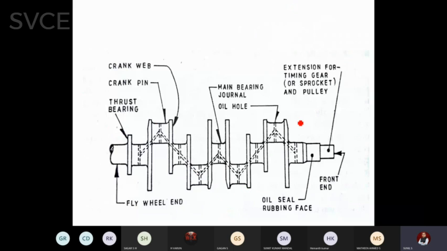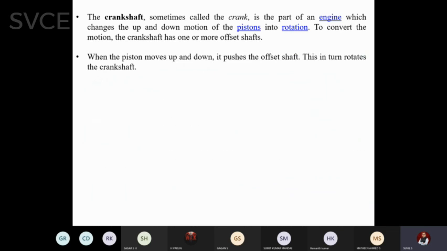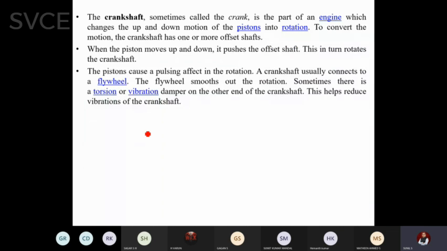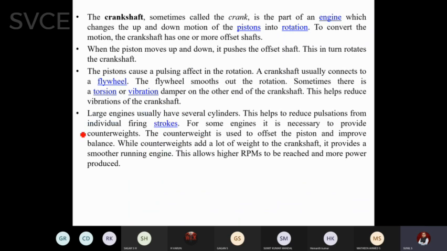1, 2, then 3, 4. They will be offset, so that whenever there is an up and down movement, it will be converted to a rotational movement. The piston causes a pulsing effect in the rotation. So in order to smoothen that, a flywheel is used, or sometimes vibration dampers will be used, so that it works with minimum vibration.